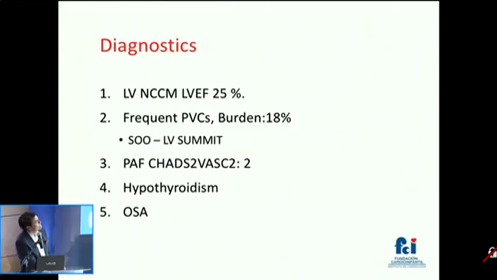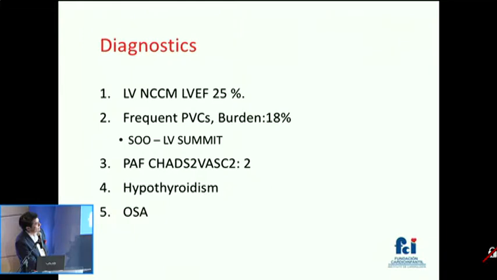The patient diagnosis: non-ischemic dilated cardiomyopathy, non-compact myocardium, 25% ejection fraction, frequent symptomatic extrasystole with an 18% burden, which was suspected before she was brought into the lab. Paroxysmal AFib, sleep apnea, hypothyroidism. Fermin, could you describe what you have been doing so far in the case?